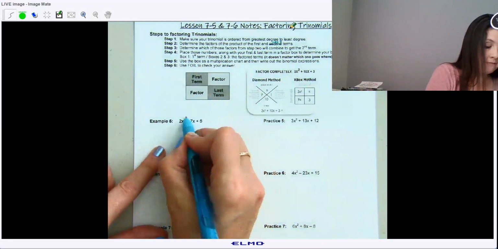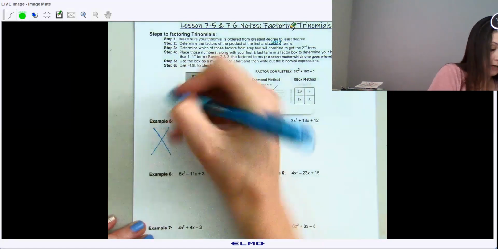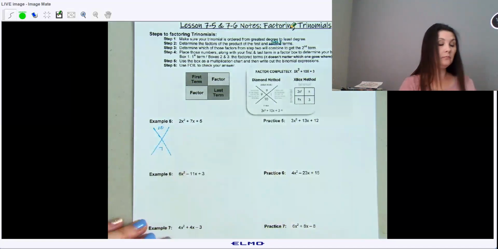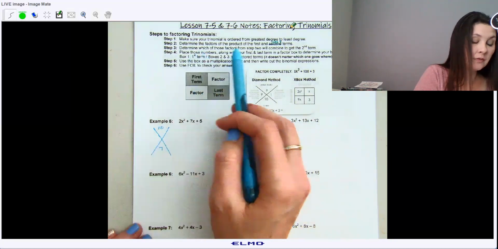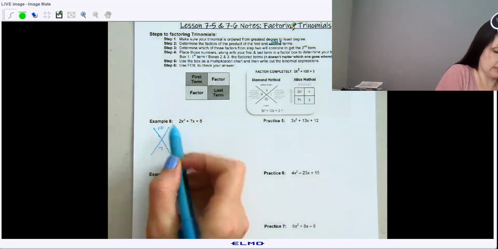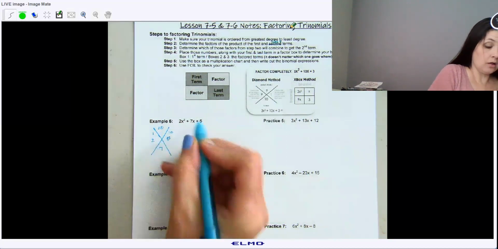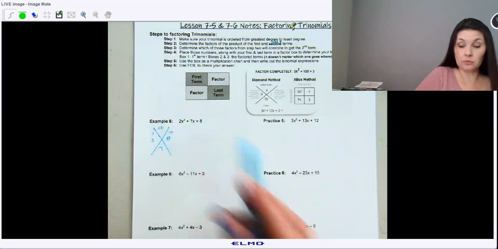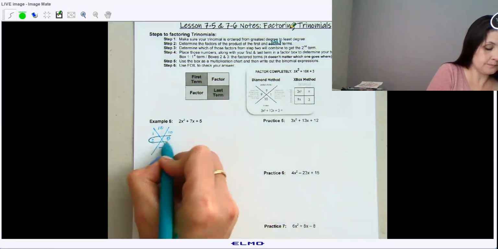We're just going to multiply 5 times the first term, and we get 10. And then our middle term goes here. Now we're going to determine which of those factors from step 2 will combine to get the second term. So let's figure out the factors of 10. We have 1 and 10 and 2 and 5. Well, this is addition here, so we know that those are going to be added together, and they do equal 7, and they do multiply to get 10, so we are going to use these factors.